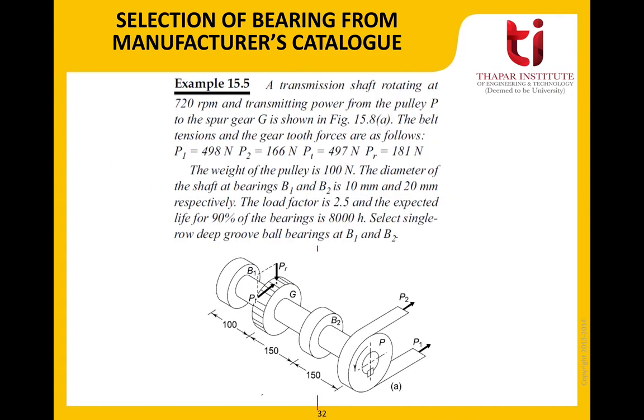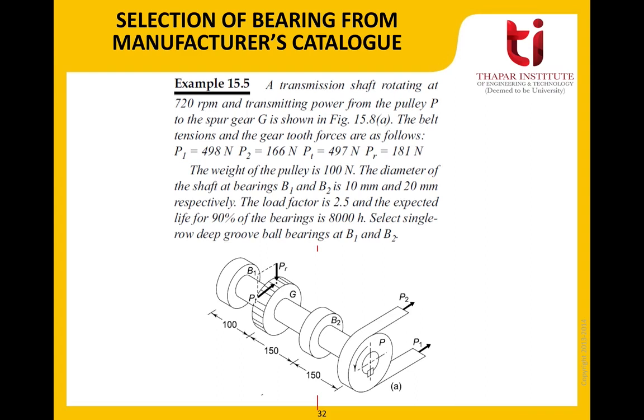We go to the next numerical. So in this example, we are given that a transmission shaft rotating at 720 rpm and transmitting power from the pulley P to the spur gear G is shown in figure 15.8a. The belt tensions and the gear tooth forces are as follows. P1 is 498 Newton, P2 is 166 Newton, PT is 497 Newton, PR is 181 Newton.